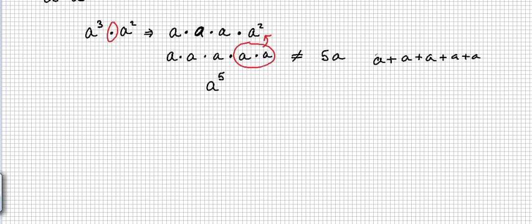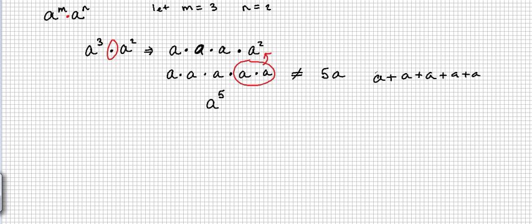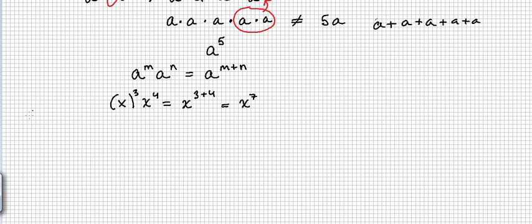So that's our first rule. And the rule generically is written a to the m times a to the n is equal to a to the m plus n. So an example of that would be if I have x to the 3rd times x to the 4th, I will get x to the 3 plus 4, which is equal to x to the 7th. And let's break that down one more time and just check to make sure that's true.